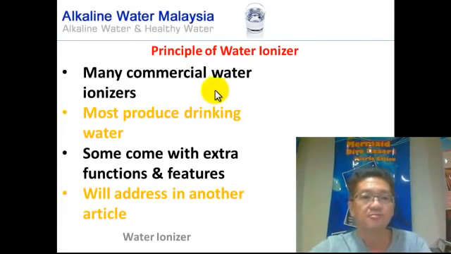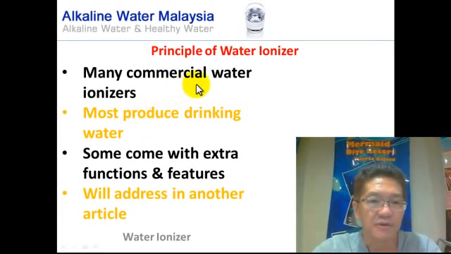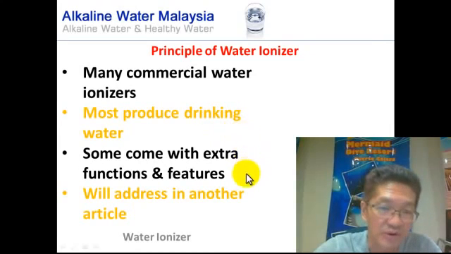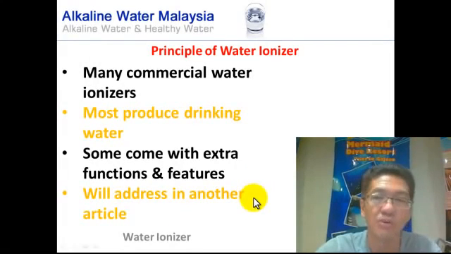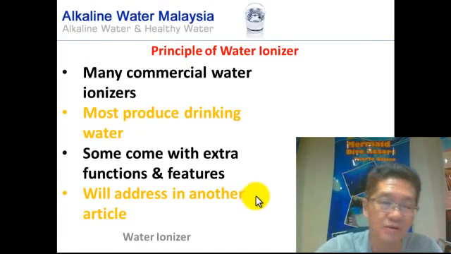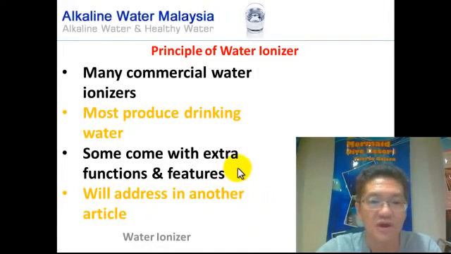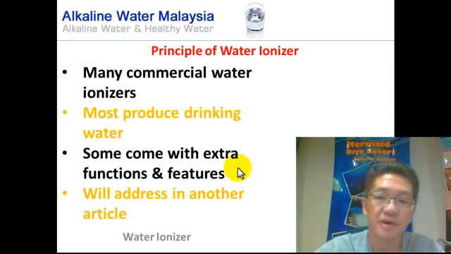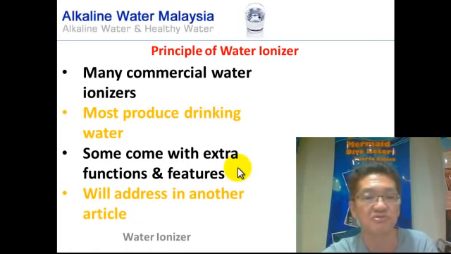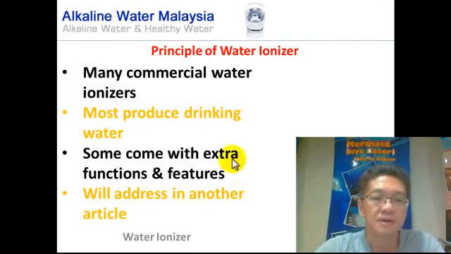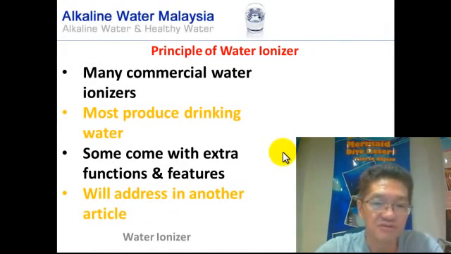Now, most of the commercial water ionizers in the market are for the purpose of producing drinking water. However, some of them do come with extra functions and features, and some of them may produce very high or very low pH water for cleaning or sanitation purposes. And some of them may have things like beauty water, which is around a pH of 4.5 to about 6, and so on. Now, the brands of water ionizers available in the market will be addressed in another article.